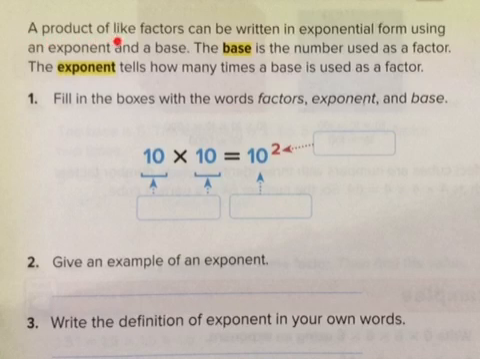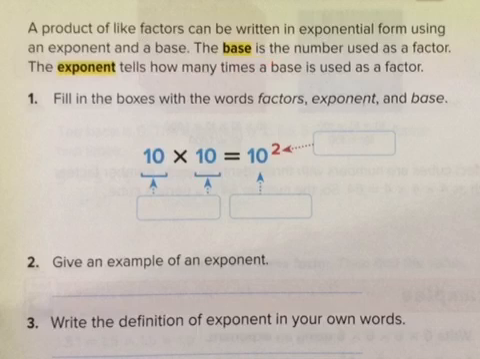A product of like factors. When we say like factors, we mean factors, numbers that you multiply, that are the same. These are like factors. You see, 10 and 10, they're factors and they are like, they're the same number. They can be written in exponential form using an exponent and a base.